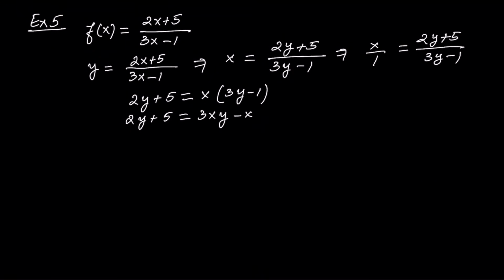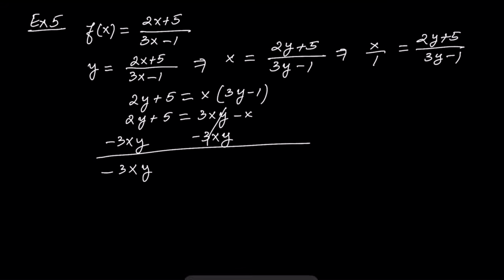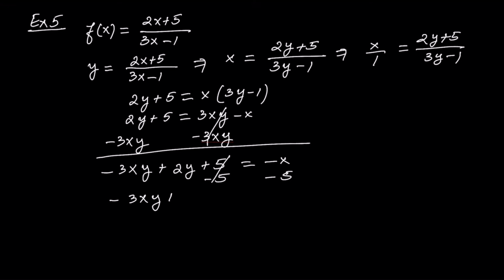Move all y terms to one side. Subtract 3xy from both sides. Now we have -3xy + 2y + 5 = -x. Subtract 5 from both sides. -3xy + 2y = -x - 5. Rewrite in standard order, 2y - 3xy = -x - 5.